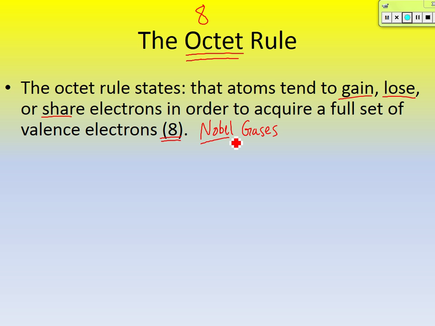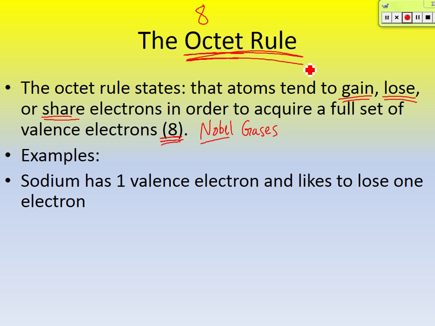They already have 8. But everyone else on the periodic table wants to either gain more electrons from somebody else, they're going to give their electrons to somebody else, or they're going to share them with somebody else so that they can come up with this 8 valence electrons and obey the octet rule. Okay? And so let's go through an example of this.